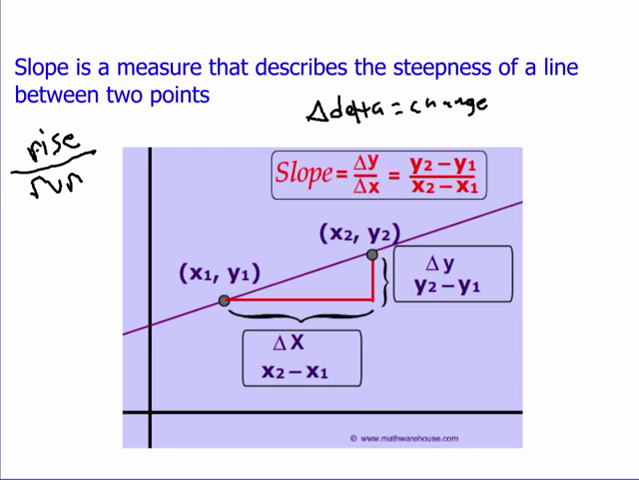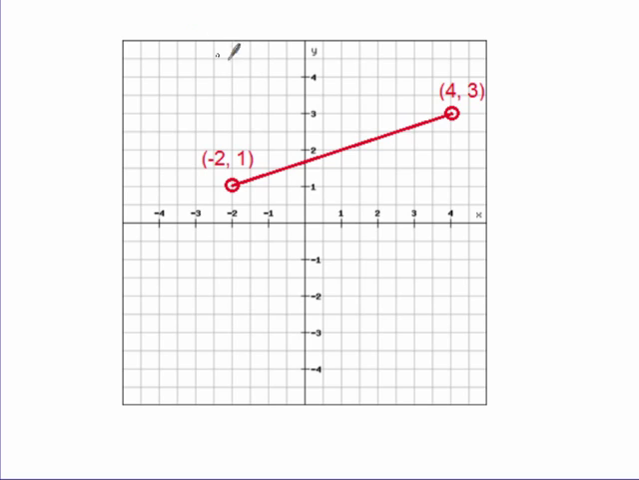So if I want to find the slope of a line, say, here's a line, all I have to do is take my two y values and subtract them. So I've got 3 and 1, 3 minus 1. Take my two x values and subtract them, 4 minus negative 2. And then I divide. So 3 minus 1, that's 2. 4 minus negative 2, that is 6. So I get 2 over 6, which reduces to 1/3. So the slope of my line is 1/3. You always want to reduce if you possibly can.